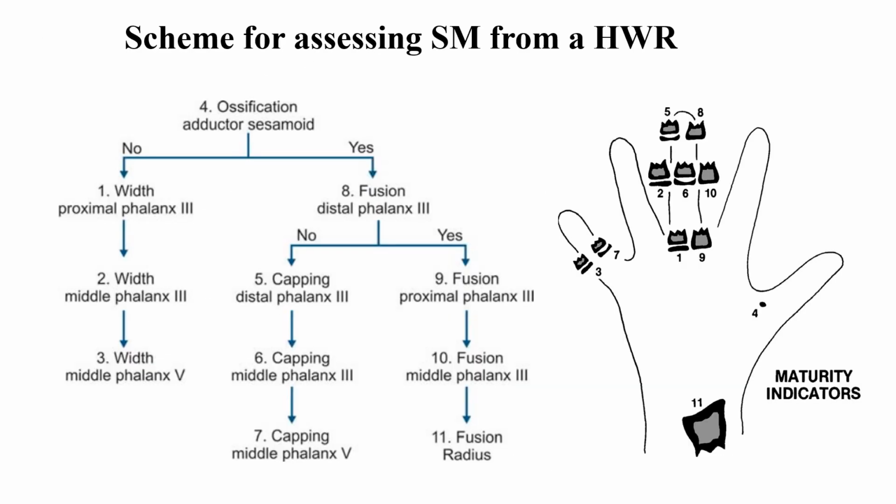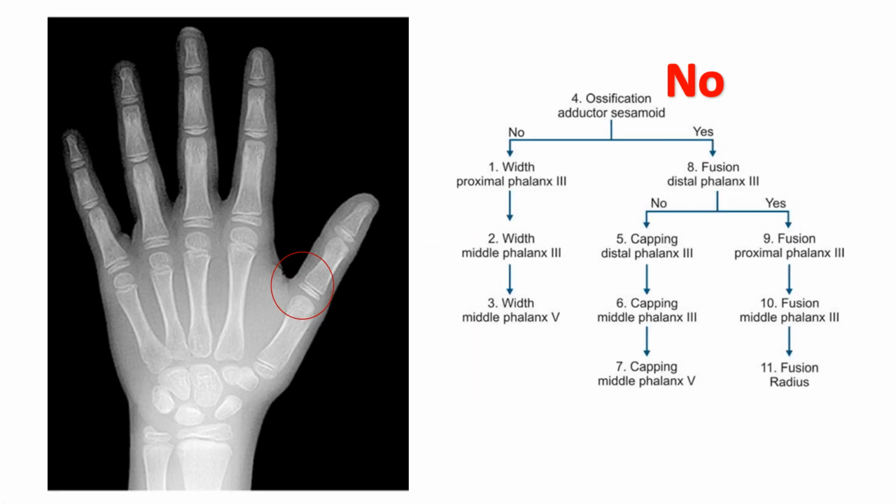This picture shows the schematic representation of the method that can be used for the interpretation of a hand-wrist. Now let us see how the scheme can be used for the interpretation of this hand-wrist radiograph. The first step is to look for the appearance of the adductor sesamoid. In this radiograph, the sesamoid is not seen. So now we are checking the epiphysis width of the proximal phalanx of the third finger, whether the width is equal to the diaphysis. Yes, the width is equal, so probably the maturation stage of this radiograph is stage 1.